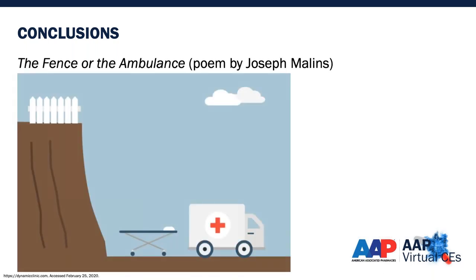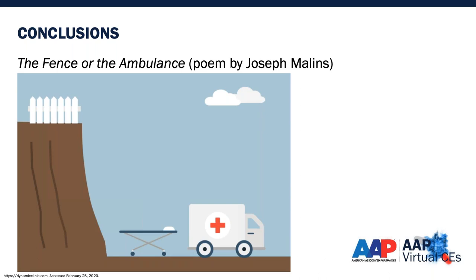Concluding point number 2. There's a poem I really like called The Fence or the Ambulance. You may have heard of it by Joseph Malins. In this poem, a town is faced with 2 options to help prevent people from falling off a roadside cliff. Number 1, they can put up a fence at the top to prevent falls, or 2, they can park an ambulance in the valley to try and treat those who fall.